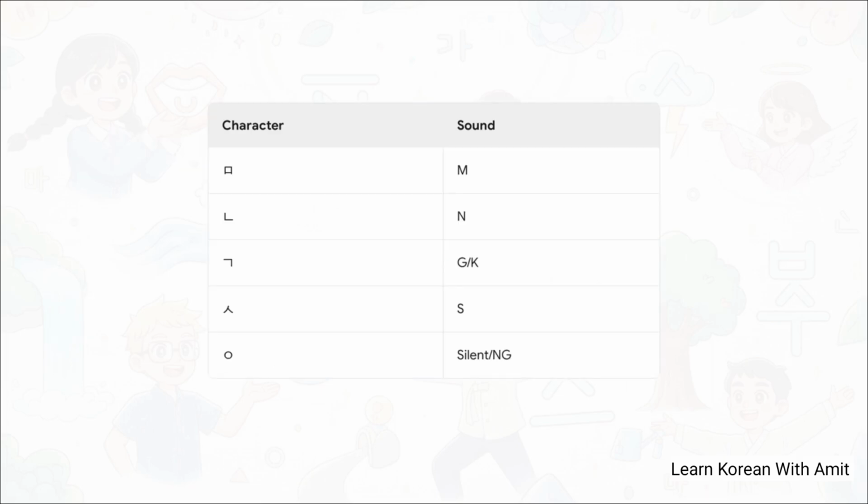The box is M for mouth. The nose shape is N. The gun is G or K. The standing person is S. And the circle is silent at the start or NG at the end. If you got those right, I want you to legitimately say, I can read out loud right now, because guess what? You just learned the absolute foundation of Korean in just a few minutes. You actually cracked the code.